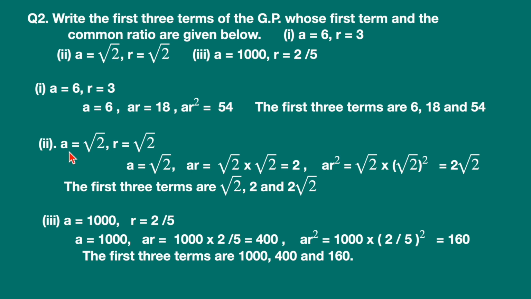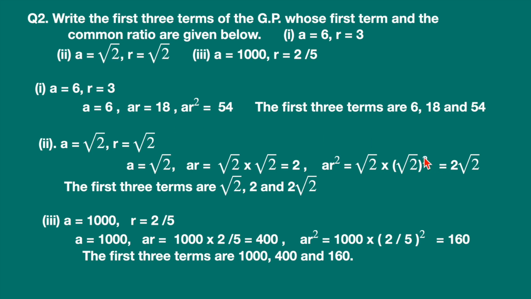Next sum. A is equal to root 2, R is equal to root 2. So the first term is A itself. So root 2 is the first term. Second term will be AR. So root 2 into root 2 is 2. Then third term is AR square. So root 2 into root 2 whole square.